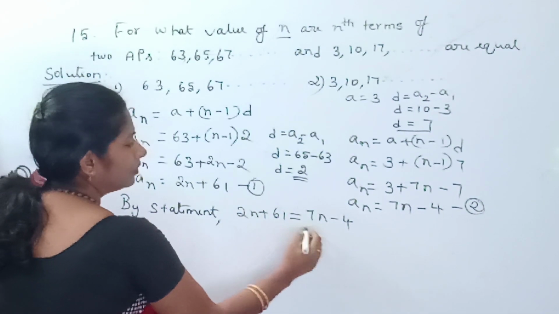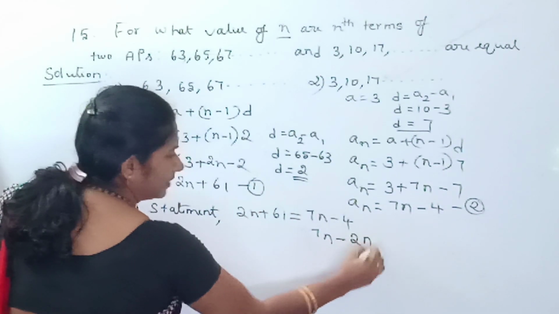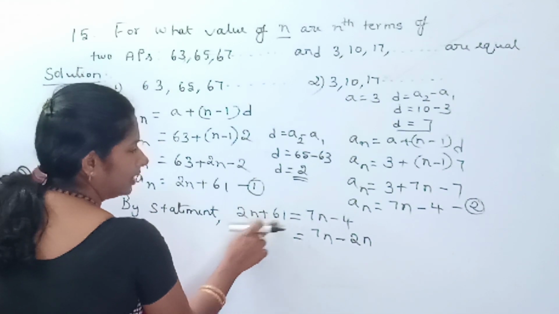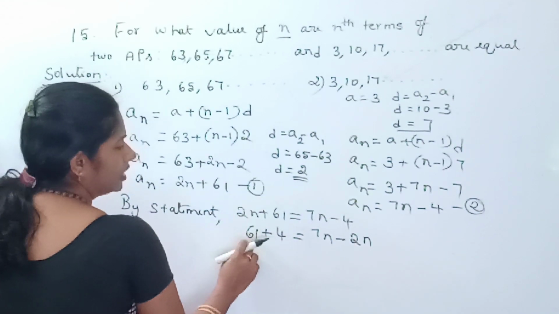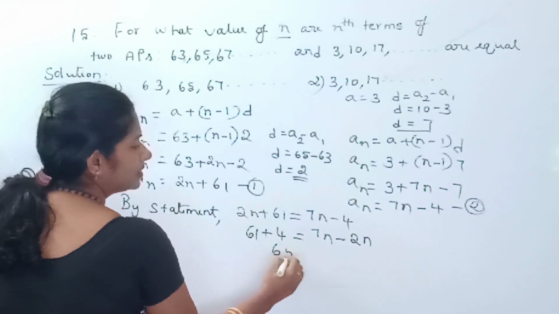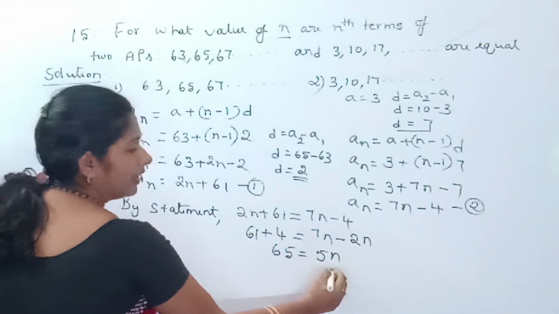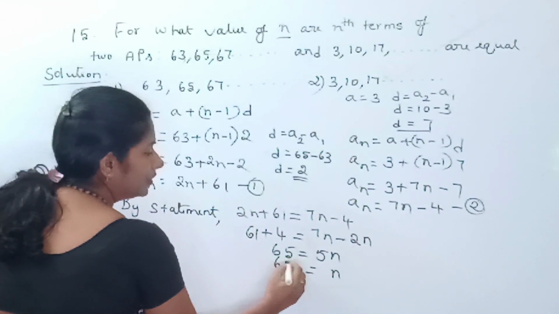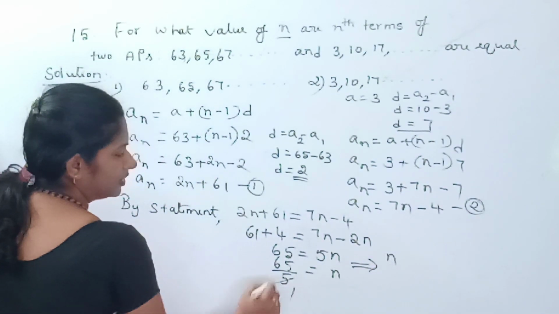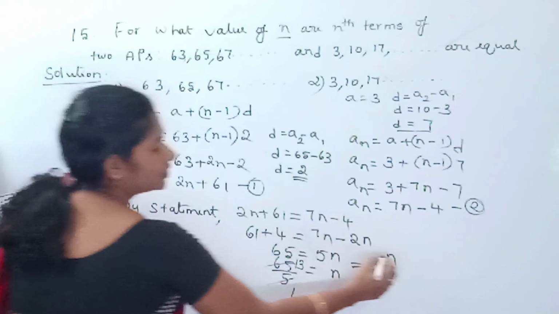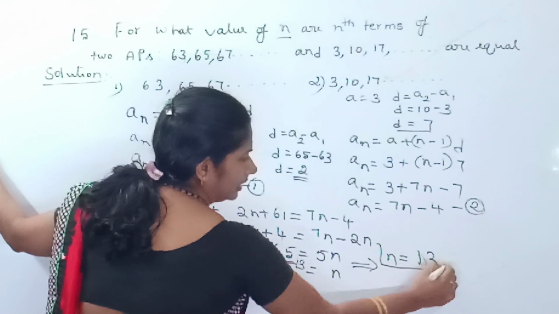Is it clear? So 7n is here. Let me transpose plus 2n to right hand side. It becomes minus 2n, and 61 is already left hand side, and let me transpose minus 4 to left hand side. It becomes plus 4. 61 plus 4, it is 65 equal to 7n minus 2n, it is 5n. N value we have to find out, 65 divided by 5. So what is the n value, children? 5 1s are 5, 5 13s are 65. So n value is 13. Got it?